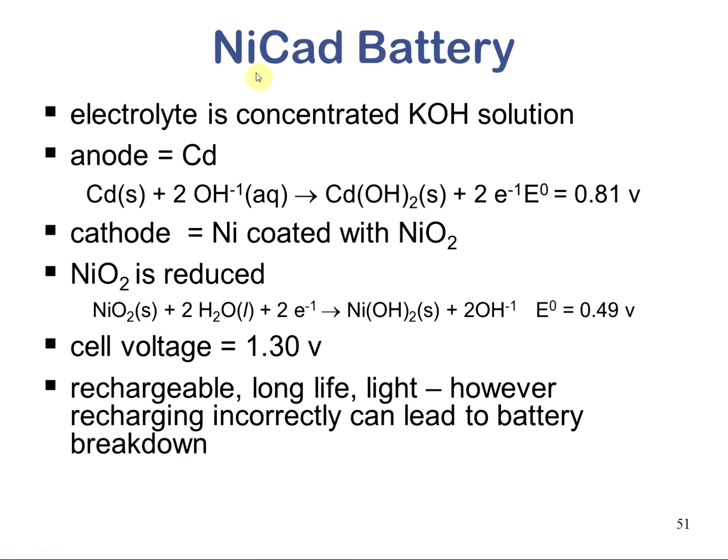Now another type of battery is the nickel-cadmium battery, and the electrolyte is concentrated potassium hydroxide. Here the anode is cadmium, and the cathode is nickel coated with nickel oxide. And it's the nickel oxide that gets reduced at the cathode. And that produces a cell voltage of about 1.3 volts. Now these nickel cadmiums are rechargeable. They have a very long life. They're light, so compared to the other batteries that look like they were very heavy, these are much lighter. But if you incorrectly recharge these batteries, they can lead to battery breakdown, and some of those batteries can actually explode, so you have to be very careful.